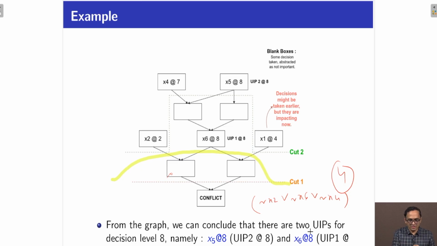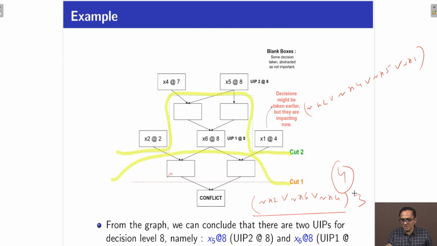If I consider the other cut, which is this one, right. You remember the cut has to be such that all root nodes should be on one side and the conflict should be on the other side. There are 4 root nodes here, all 4 have to be considered here. So, for cut 2, what is the conflict clause? You can see here not of x2, then not of x4, not of x5, then not of x1. You can see here this size is 3, this is 4.